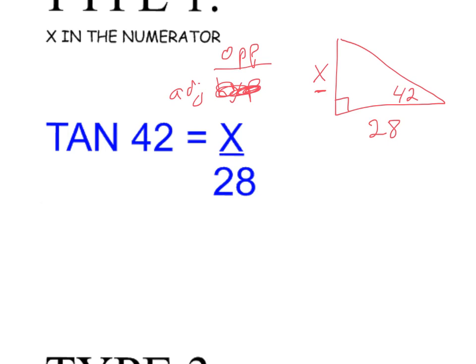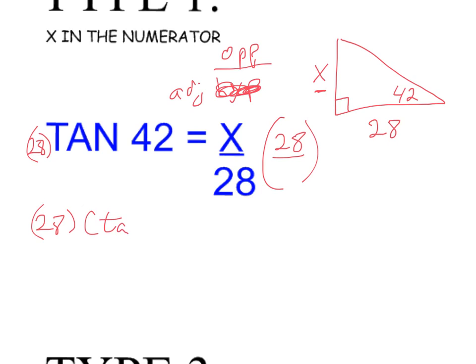If we had this, we'd want to get that x by itself. So we would multiply 28 times both sides. So what we would have is 28 times tangent 42 equals x. Now all we do is just put it into our calculator.